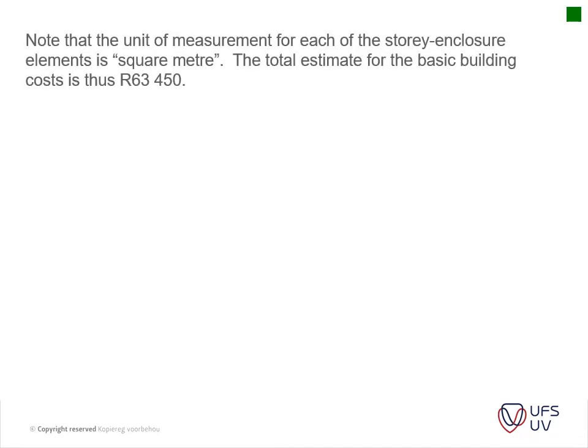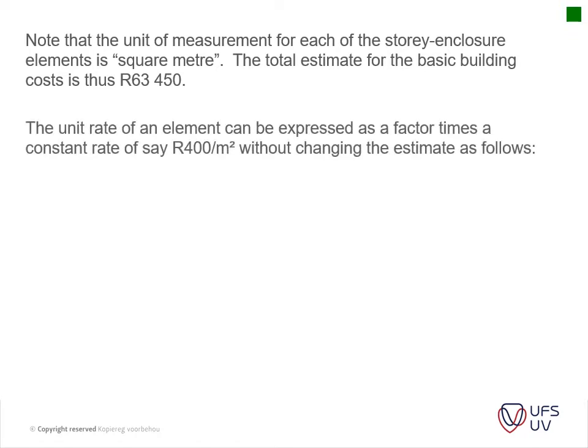Okay, note that the unit measure for each of the story enclosure elements is square meter. The total estimate for the basic building cost is thus 63,450 as mentioned. So the unit rate of an element can thus be expressed as a factor times a constant rate of say 400 square meters without changing the elements as follows.